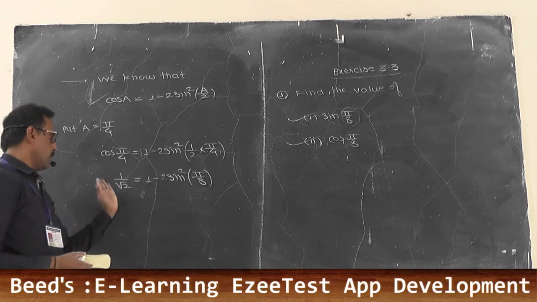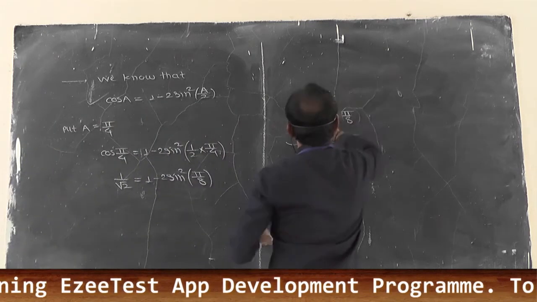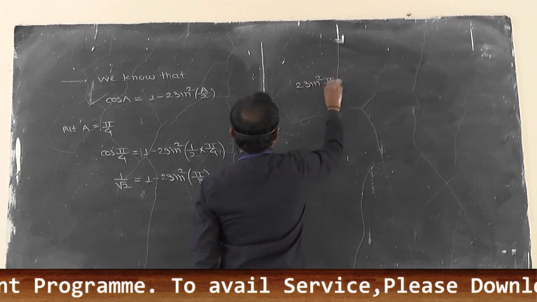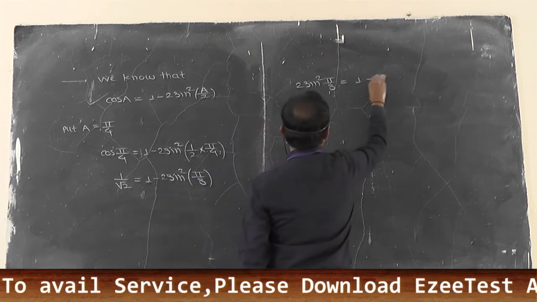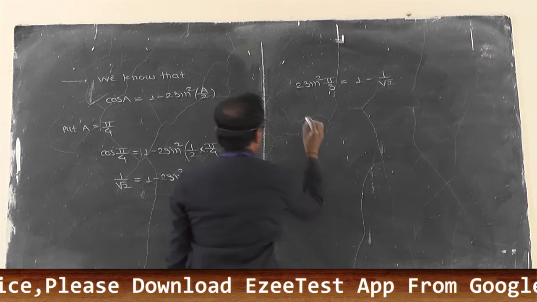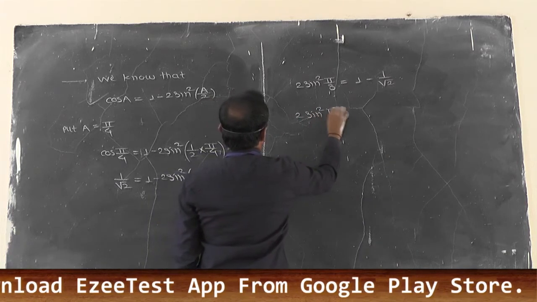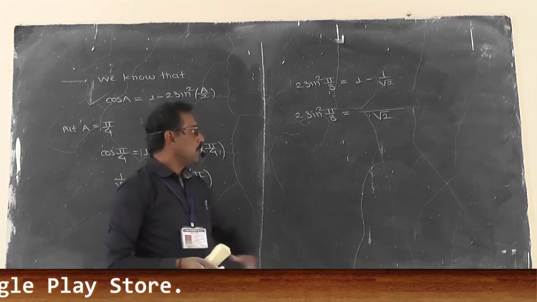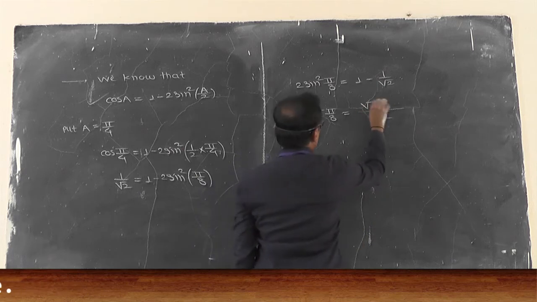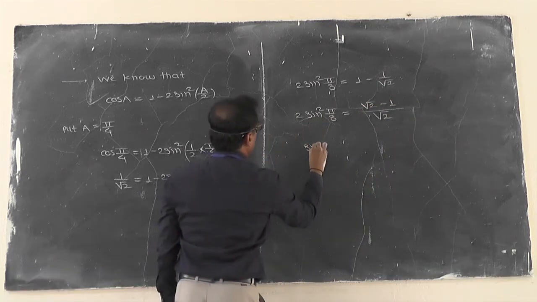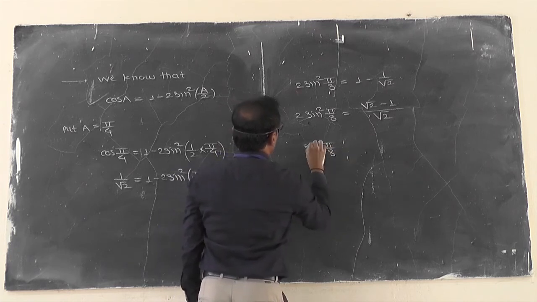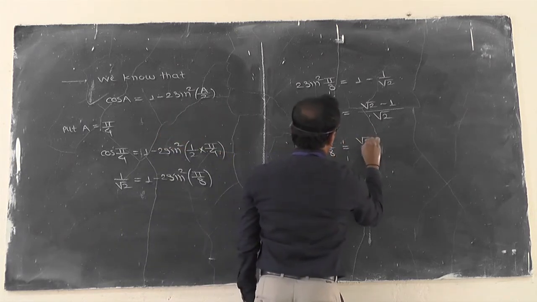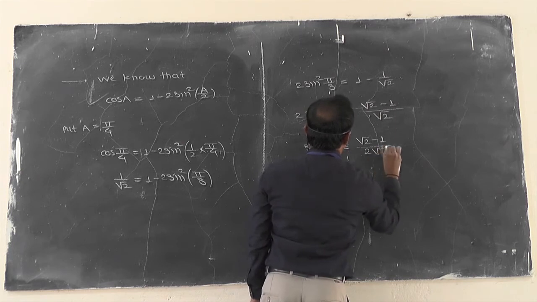This is shifted to the left and 1 by root 2 is shifted to the right. So what is the value of 2 sin square pi by 8? 2 sin square pi by 8 is equal to 1 minus 1 upon root 2. So what is the LCM here? LCM is root 2. Now just cross multiply. Root 2 into 1 is root 2 and minus 1. So once again I will write: sin square pi by 8 is equal to, now this multiplier 2 we will take into the divisor, root 2 minus 1 upon 2 root 2.